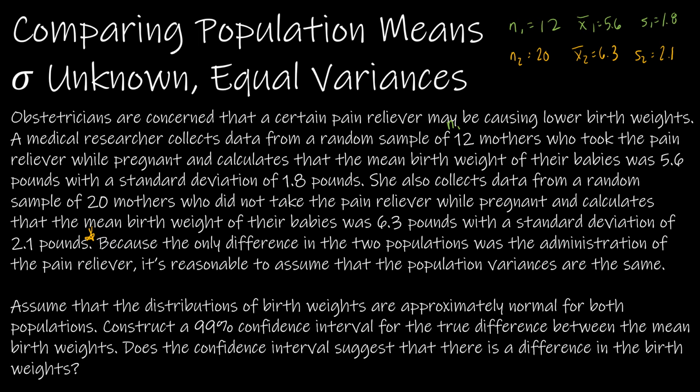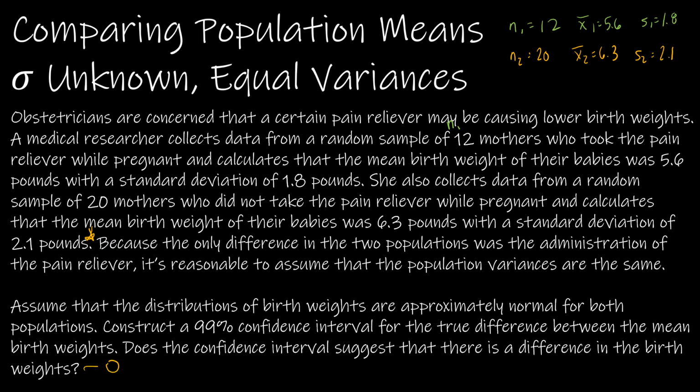So essentially what they're saying with variances is just the square of the standard deviation. So they're saying, is the spread of the weight between the two groups going to be about the same? And yes, in this case it should be. So assume the distributions of birth weights are approximately normal for both populations. Construct a 99% confidence interval for the true difference between the birth weights. And then of course, does this interval suggest that there's a difference? And this second question is talking about, is 0 in the interval?